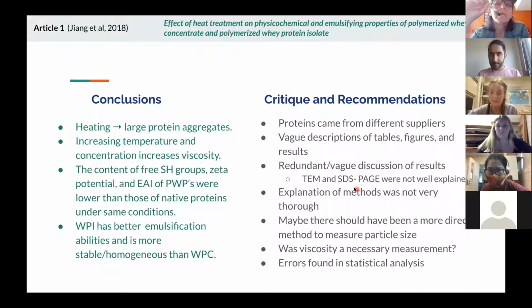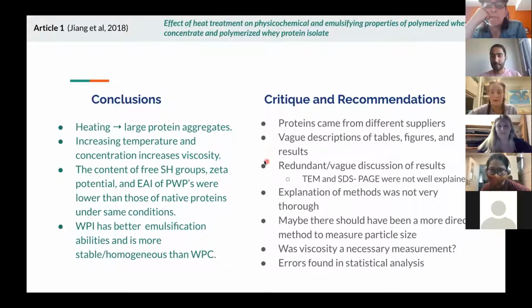Some critiques and recommendations of mine were that the protein I noticed was from different suppliers, which could lead to varying results. So maybe it would be better if they had the concentrate and the isolate come from the same supplier. Some of the results in the discussion were not very thorough in the paper, so I would also recommend that they give more thorough explanations of the tables and figures.